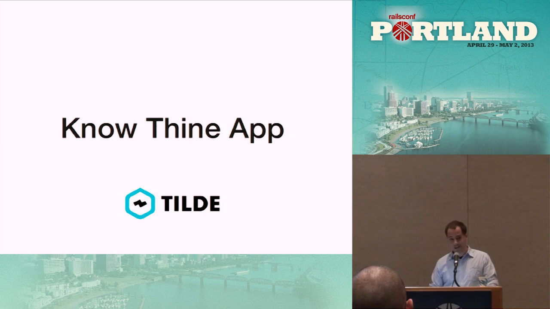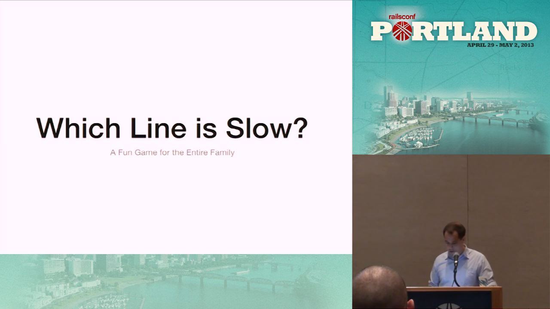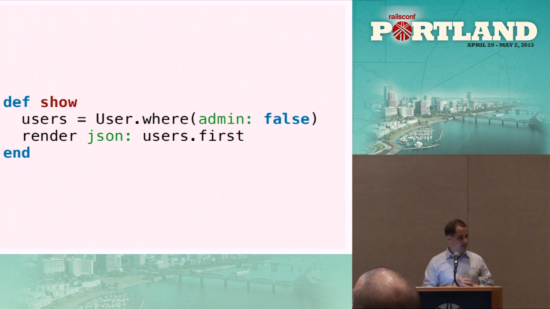So before we continue, quick little game. Which line is slow? On the next slide, I'm going to show you a very basic Rails action. Only two lines of code, and I'm going to tell you this action responds in about 1 second. And it's going to be up to you to try to determine which line that is. So here are the two lines. Give you a minute.